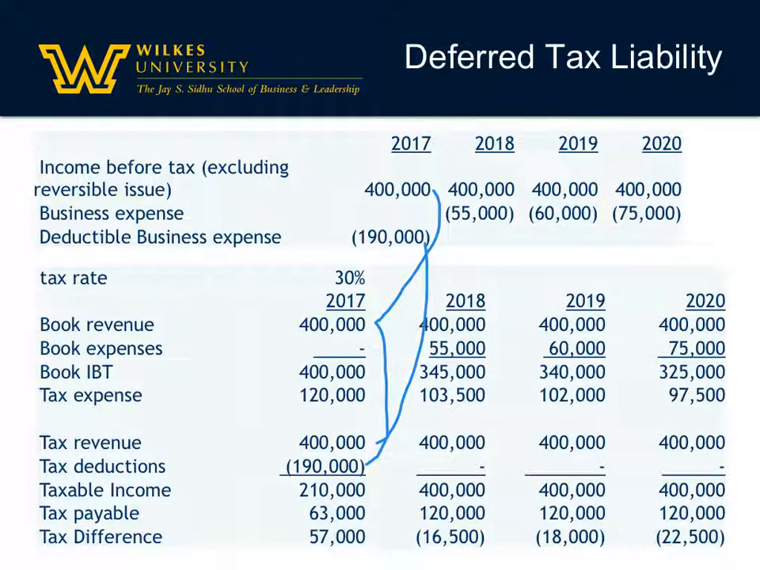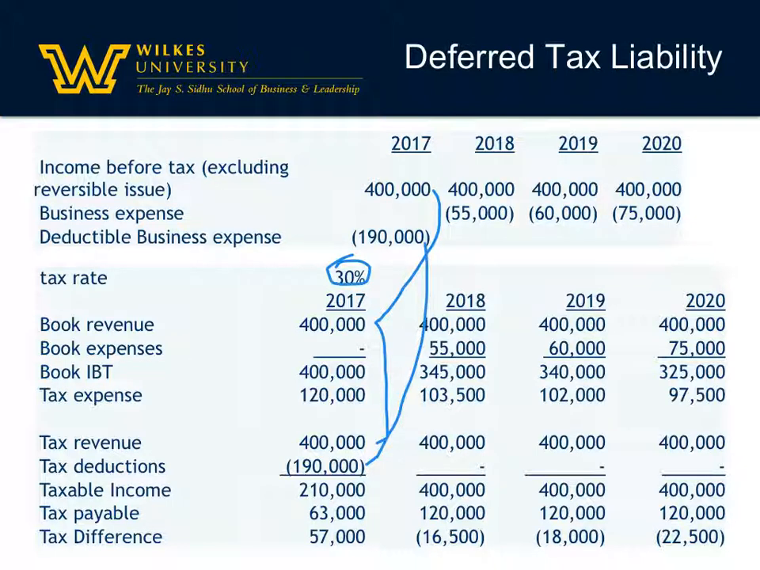So then we calculate out what happens. We know there's a 30% tax rate. So book revenue of $400,000 minus no expenses is $400,000 times 30%. We've got a tax of $120,000. On the tax side, we've got $400,000 less the deduction of $190,000 gives taxable income of $210,000. That gives taxes payable of $63,000 and a difference of $57,000.